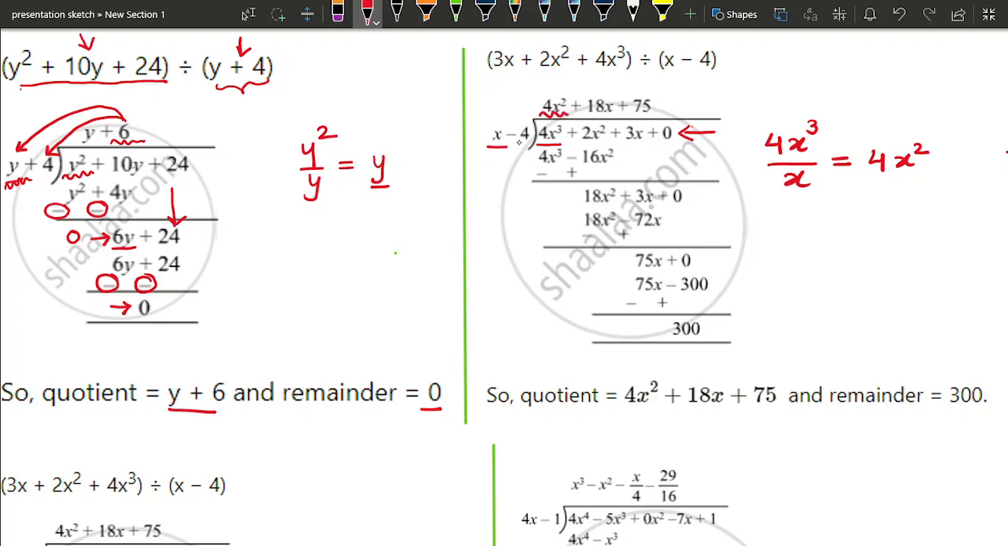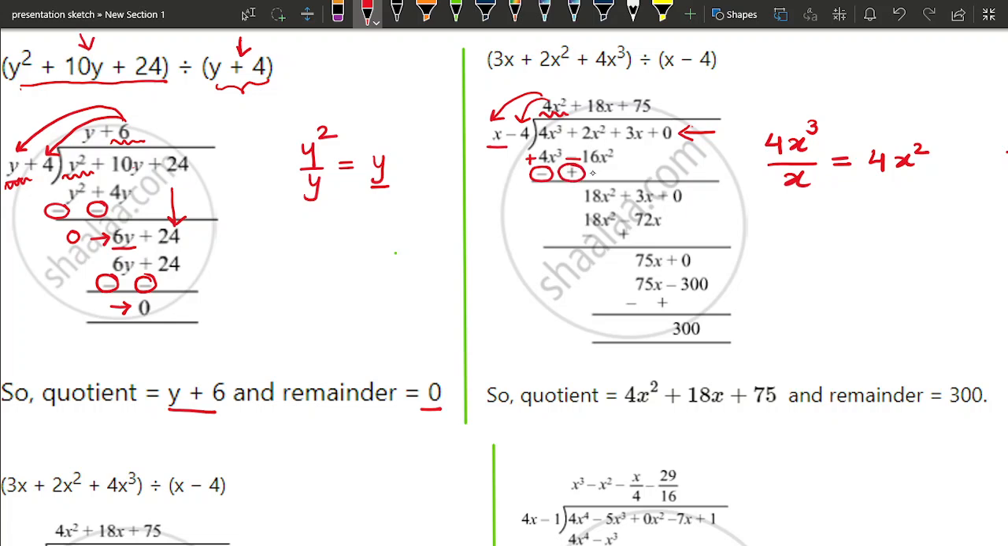Which is to be written here as the first term of the quotient, 4x square, and this quotient is going to multiply each term of the divisor. That is how we get these two terms, 4x cube minus 16x square, which has to be written below this. 2x square and 16x square should be one below the other. Then the next step is to change the sign of the terms which are to be subtracted. So here the original sign is plus, so it is to be changed to negative. Here the original sign is minus, so it has to be changed to positive.